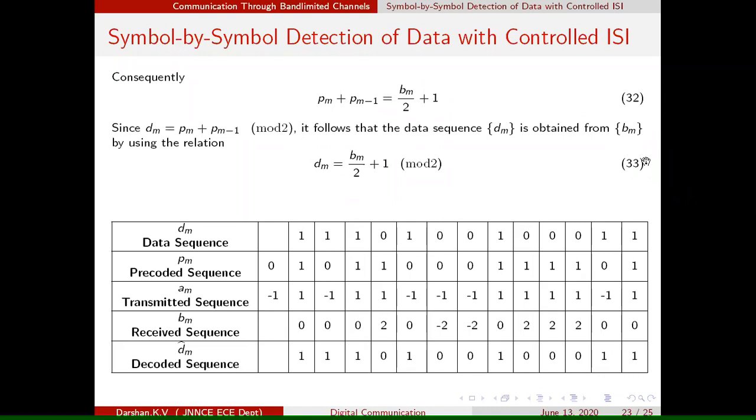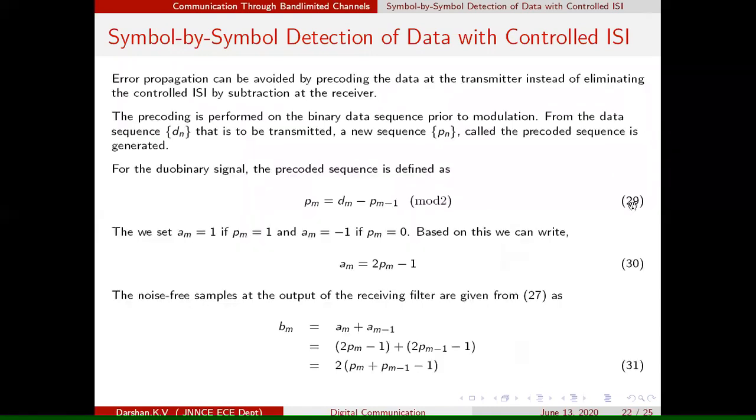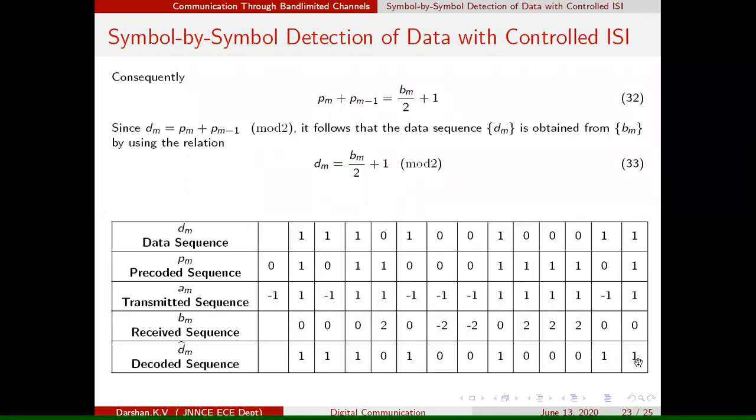You know how we derived equation 33, from equations 29, 30, 31 and 32. So what does 33 say? If you have the received sequence with you, then you can easily get the transmitted data sequence. Just observe Bm by 2 plus 1. Take 0: 0 by 2 is 0, 0 plus 1 is 1, and 1 modulo 2 is 1. Now I will give you another example.